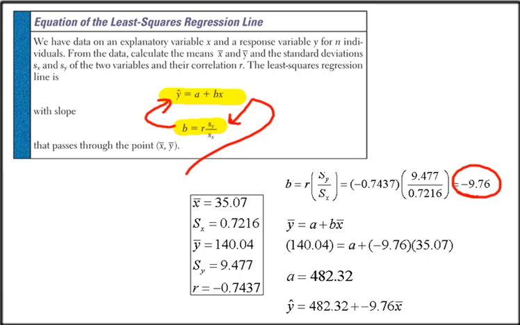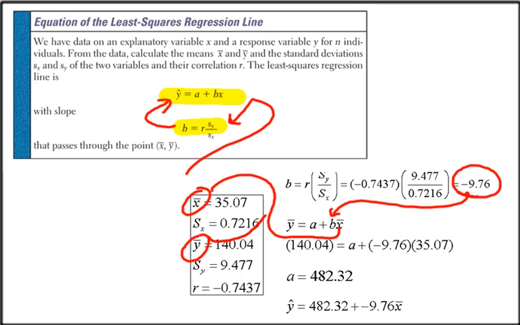So if I'm going to interpret slope in terms of this problem, this is how much whatever the y changes per 1 unit of whatever x is. So that's the sentence I want to be able to write. And now once I know b, now I can use my x bar right here, use my y bar right here, because the averages, the means of the x and y data have to be a point on this line. And then it's just algebra to solve for a, and there's my line.